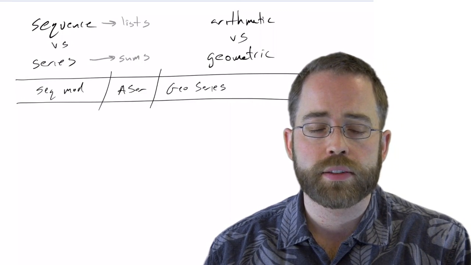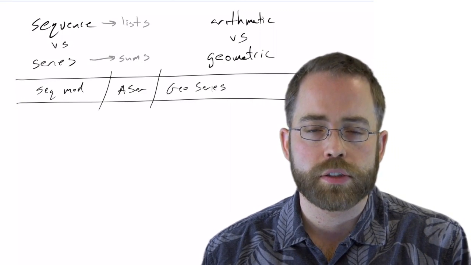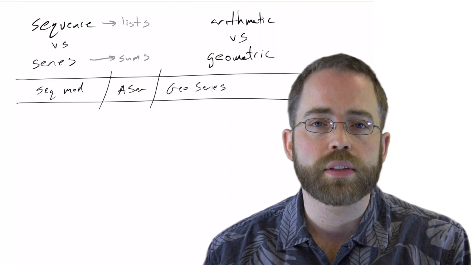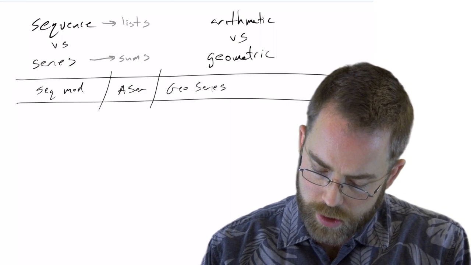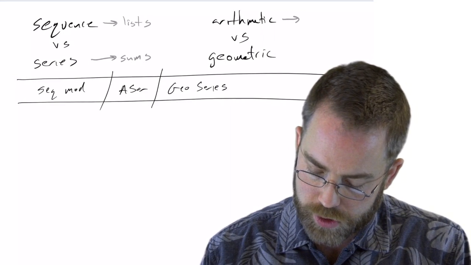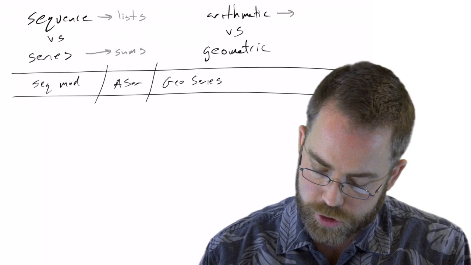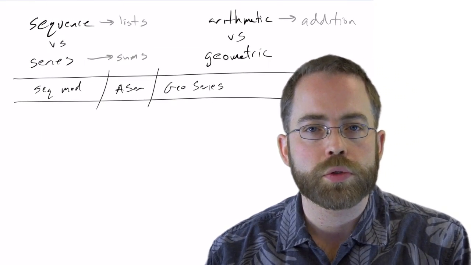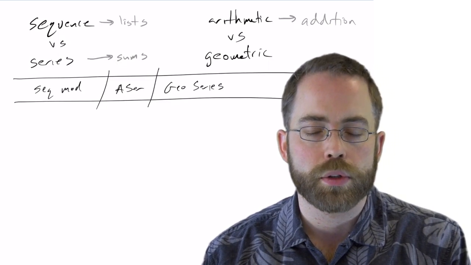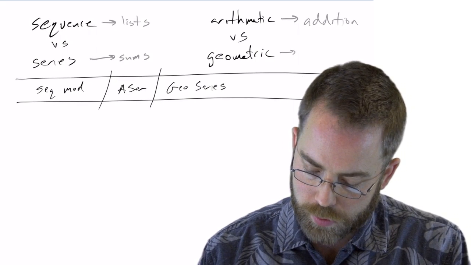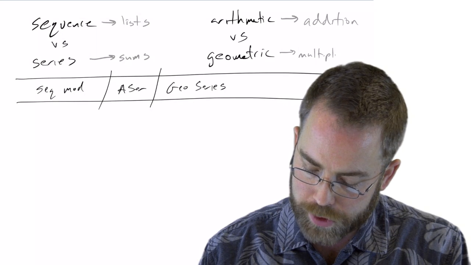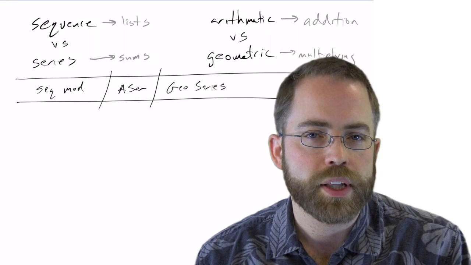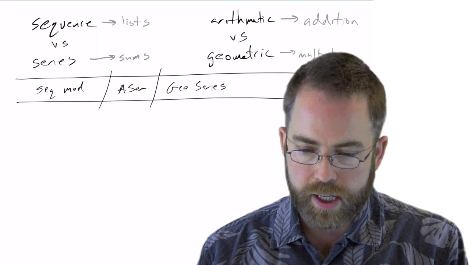There's stuff that has no clear pattern, things that are difficult, but the ones that are easy, that you're gonna need to know for the ACT and things like that, and real life, is arithmetic, which is made by addition. These are the ones where each term is equal to the previous term plus some number. Or geometric, which is when we are multiplying, when each term is equal to the previous term times something. So that's the two basic kinds there.